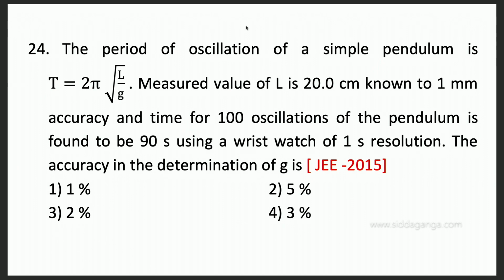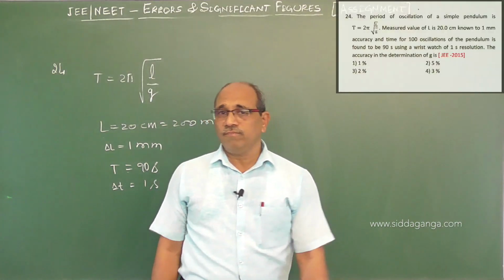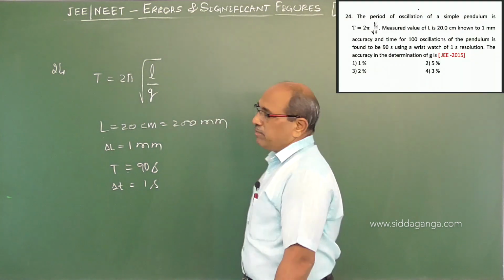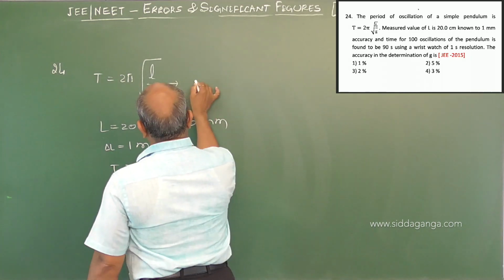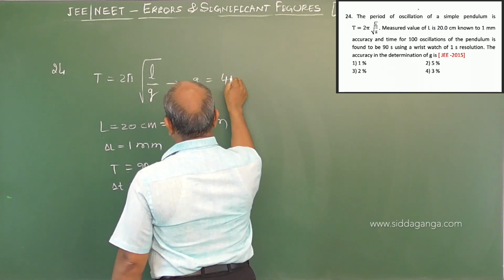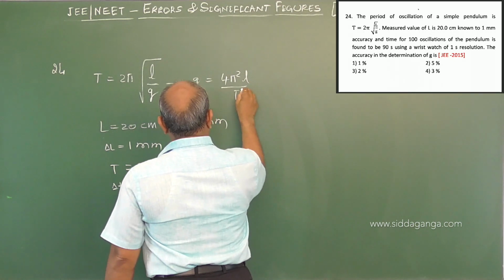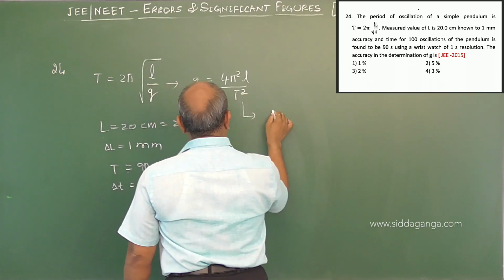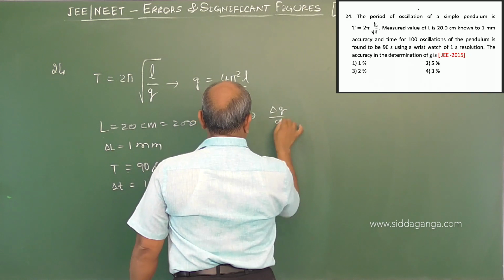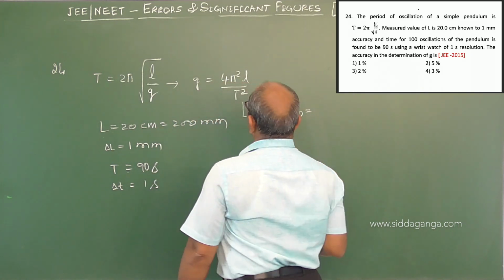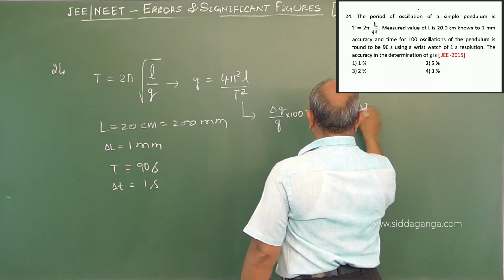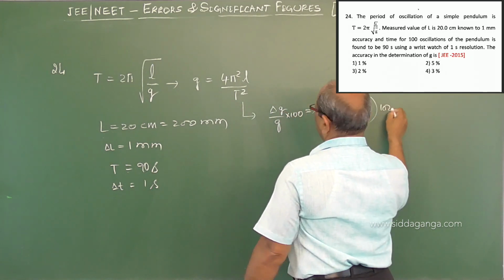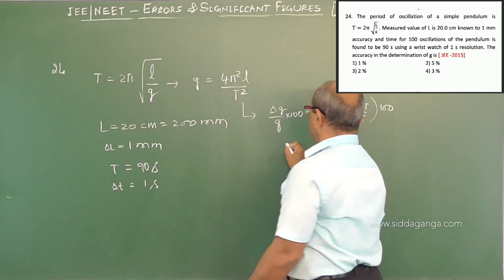Minimum resolution. The accuracy in the determination of g is the percentage error. Percentage error measures the minimum error; accuracy is high. To calculate here, g equals 4 pi square L by T square, which makes you think delta g by g into 100 is delta L by L plus 2 into delta T by T into 100, because L appears 1 time and T appears 2 times.